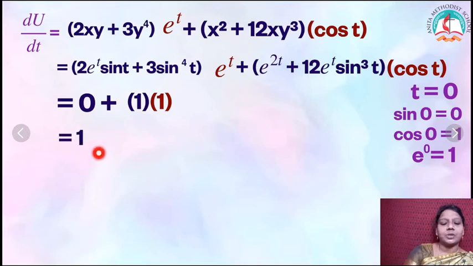My answer equals 1 at the point t equals 0. Suppose the point is not given to us, then you can stop the answer here itself. Here itself you can stop the answer if the value of t is not given to us. Is that clear to you all?